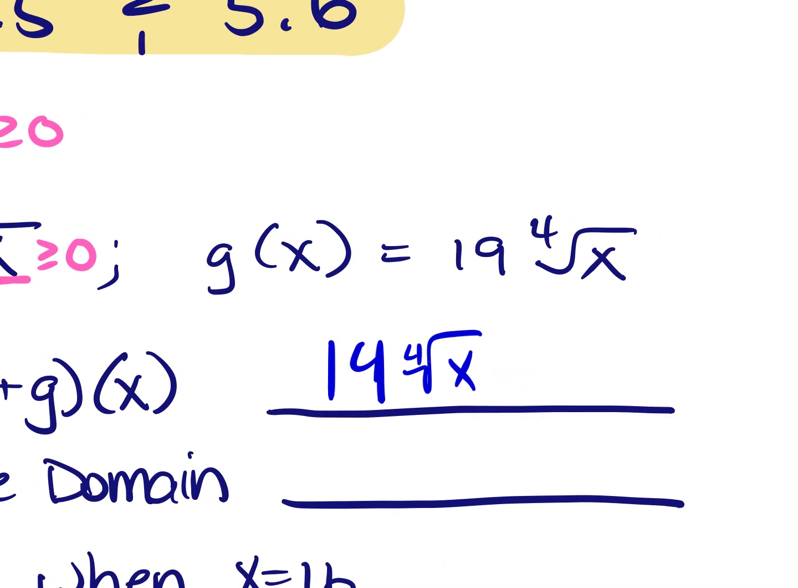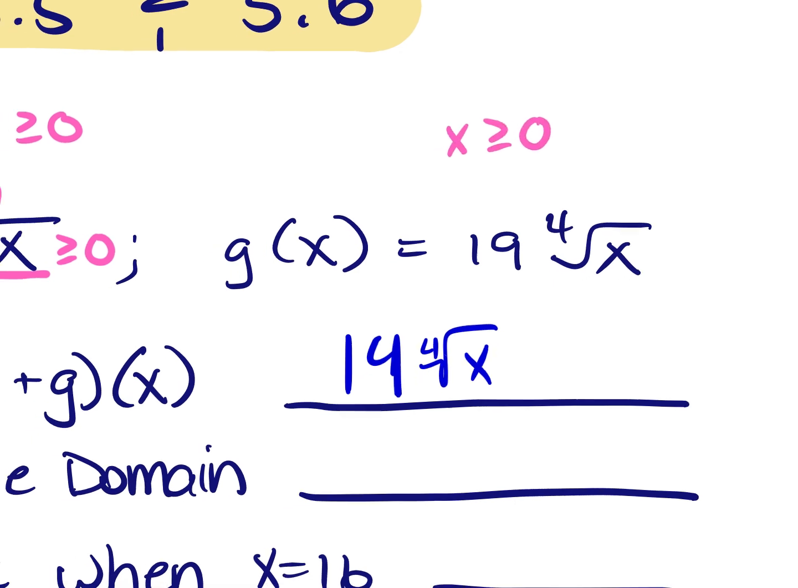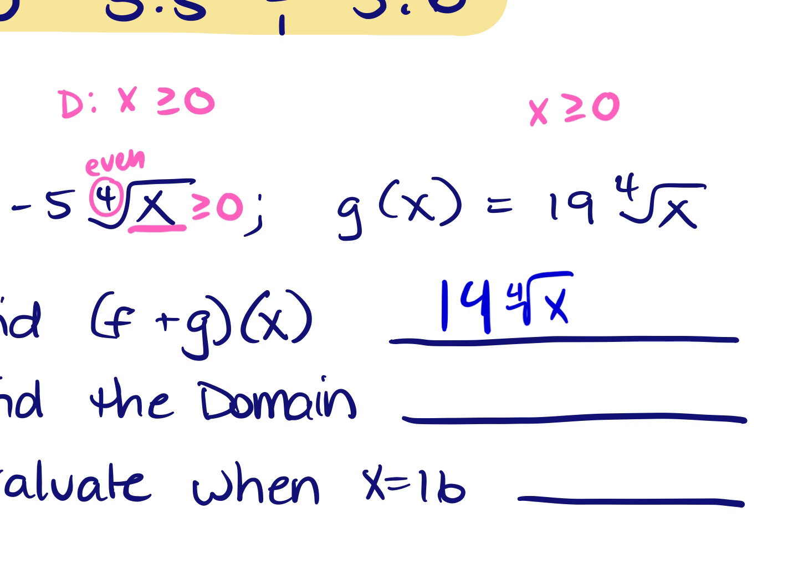So what would our domain for g be? Same thing, x is greater than or equal to 0. So for the domain of the whole thing, f plus g, we care about both of these domains. It's what overlaps between the two. So it's usually going to be like the more restricted one if they're different, but here they're the same, so it would just be x is greater than or equal to 0.